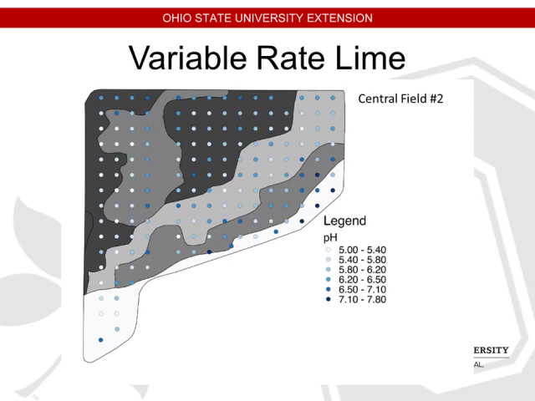So if you compare your grid soil samplings and use those for variable rate seeding, they can also be really useful for variable application of lime or fertilizer.